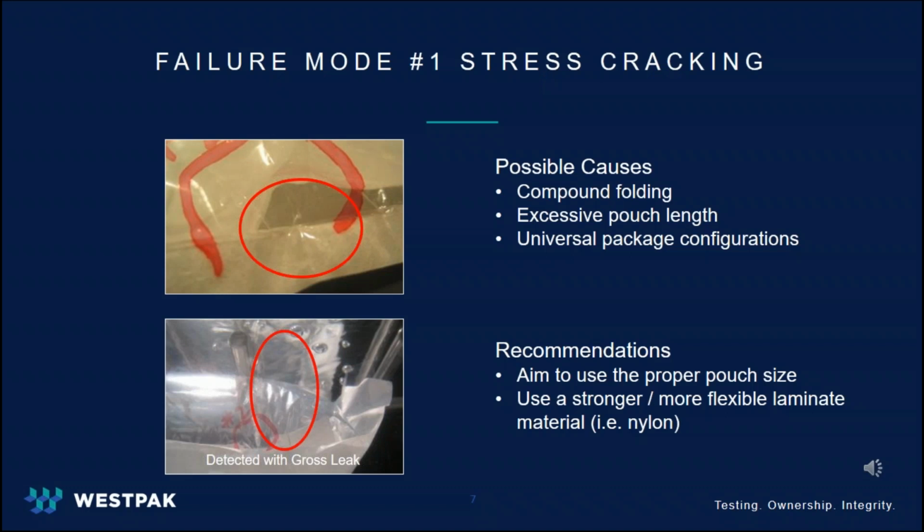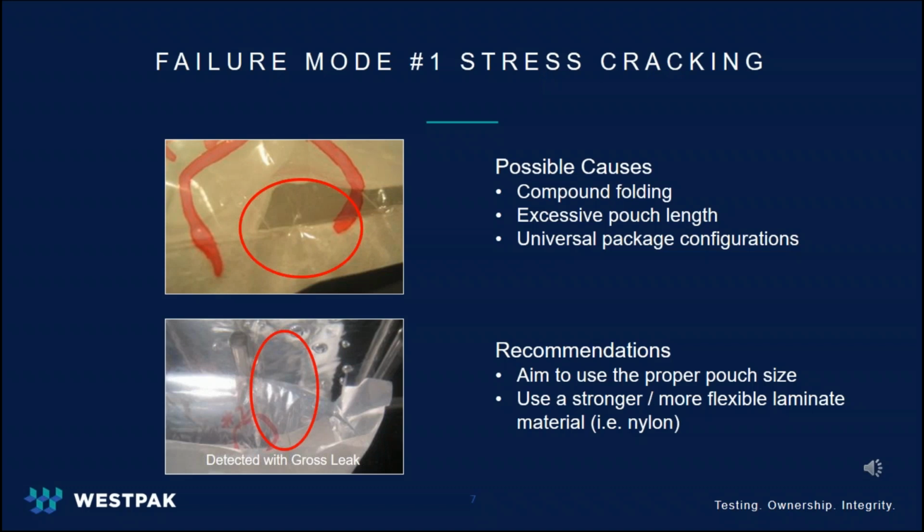The main cause of stress cracking is compound folding. This is generally caused by using pouches that are longer than needed. This makes it so you would need to fold the pouch multiple times before placing it in your folding carton or secondary packaging. The folds of the pouch would get aggravated during distribution.